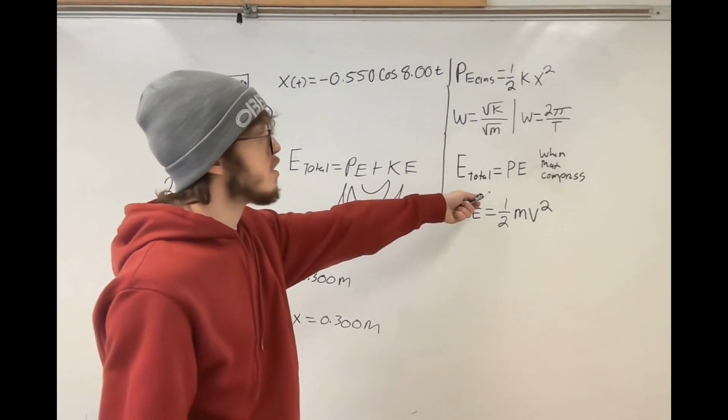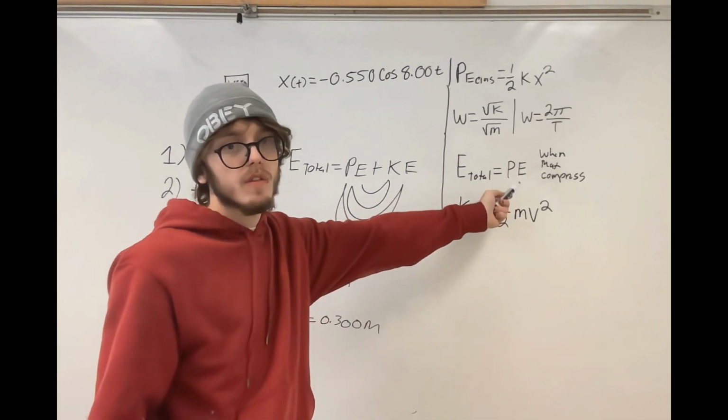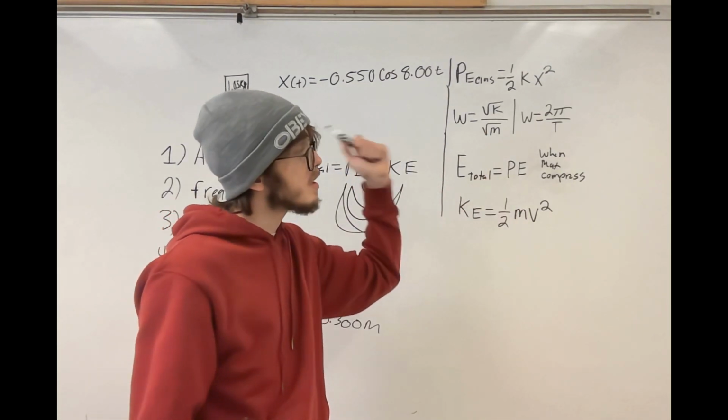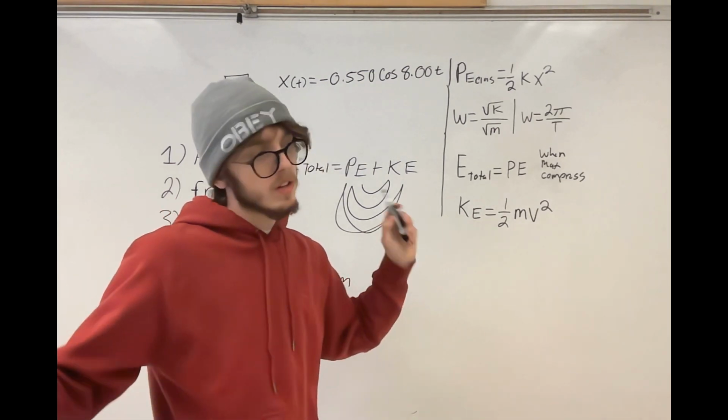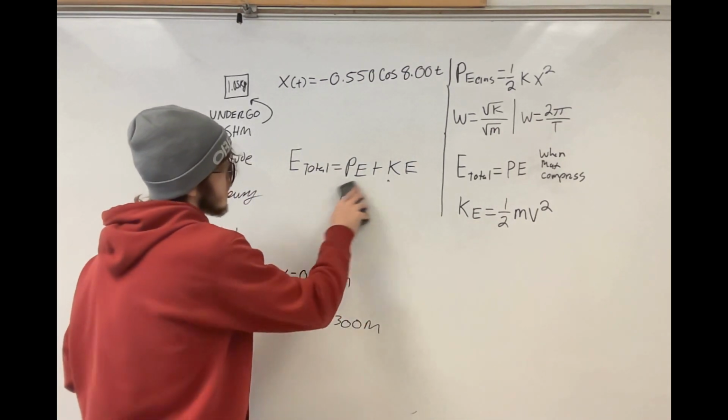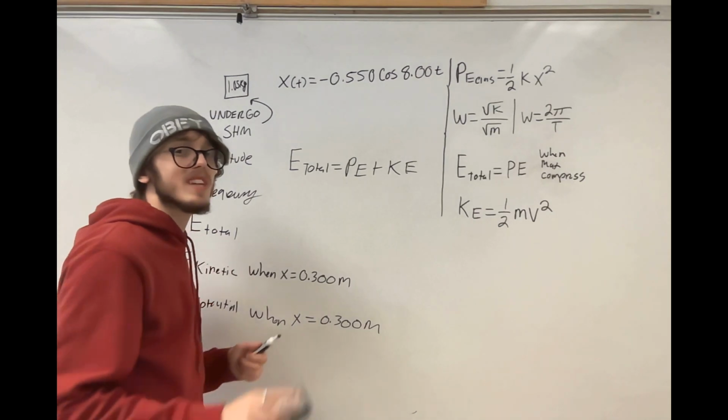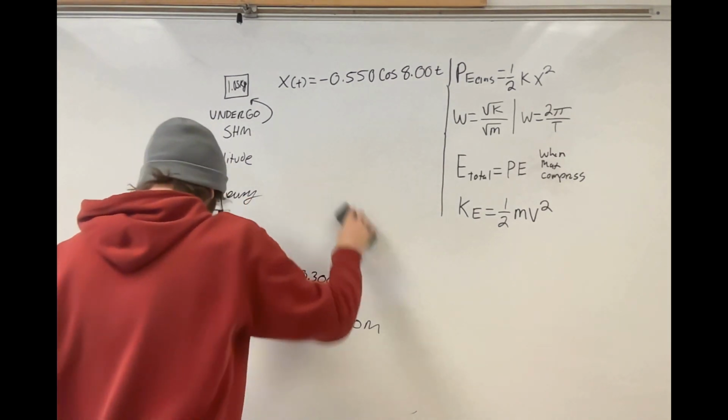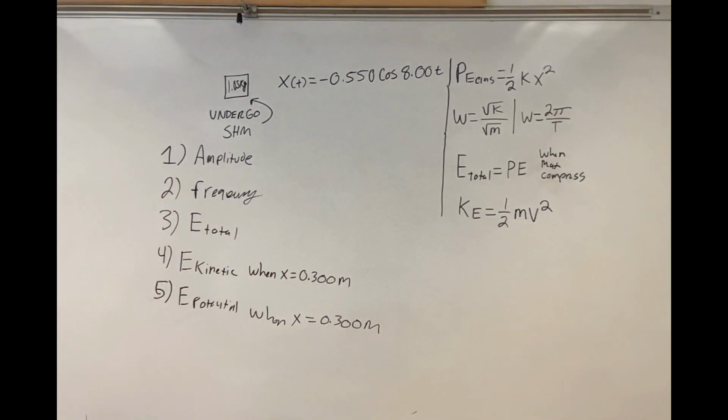So when I say total energy equals potential energy, that is when we have max compression or extension, one of the two. It's all converted into potential energy. When kinetic energy is 0, potential energy is at its max. So using this idea, let's solve some of these problems.